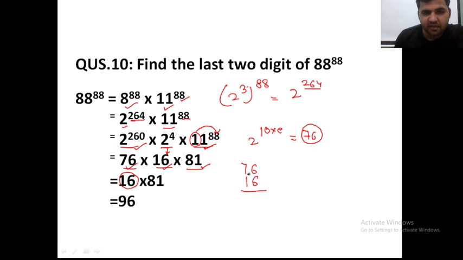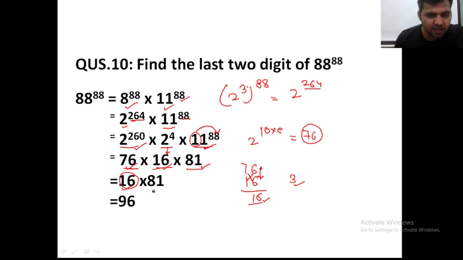6 into 6 is 36, right? So you write down 6 here, and 3 will be carried forward. 7 into 6 is 42, plus 6 into 1 is 6. 42 plus 6 is 48, 48 plus 3 is 51. So you will write down 1 of 51. So the last two digits from these two multiplications would be 16.